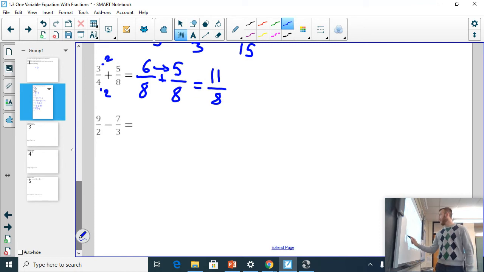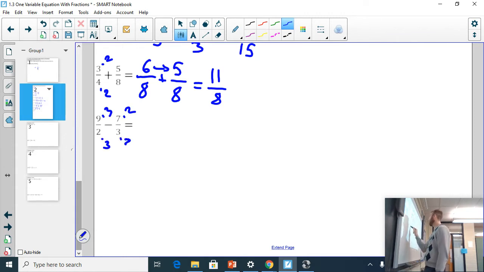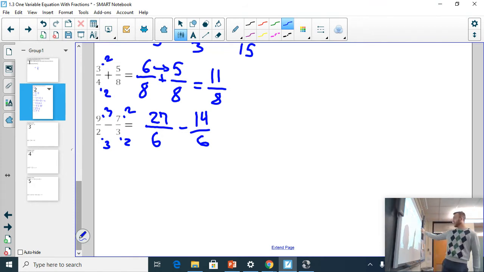Right? And now same thing except for subtracting. Now we need to modify both of these. We need to multiply this by 3 over 3, and this by 2 over 2. And so 9 times 3, 9, 18, 27, all over 2 times 3 is 6, minus 7 times 2 is 14, over 3 times 2 is 6. And now notice we have common denominators again. So 27 minus 14, 27 minus 10 is 17, minus 4 is going to be 13.